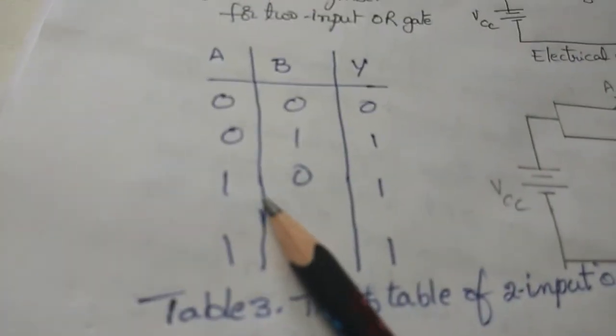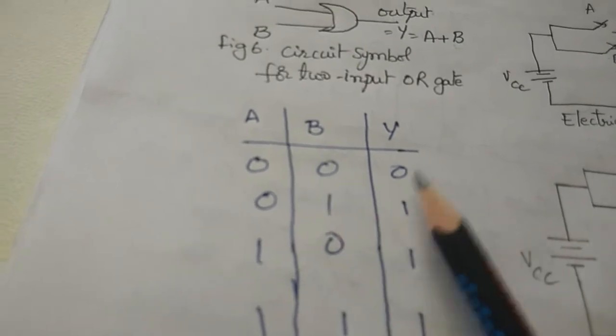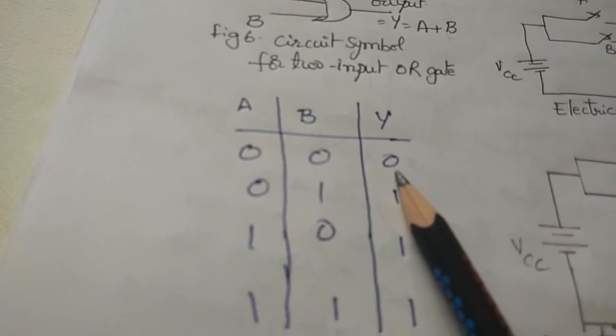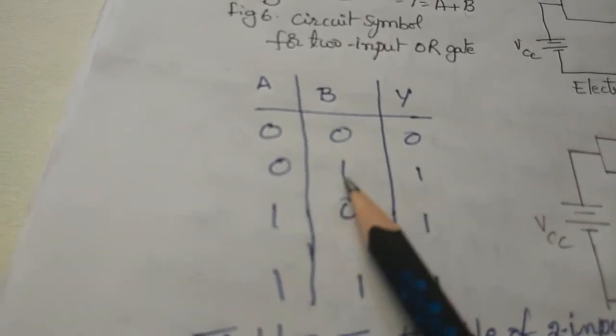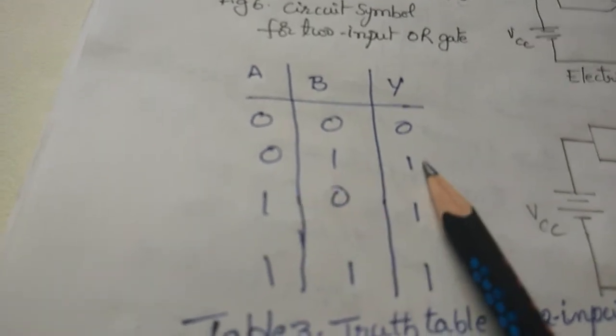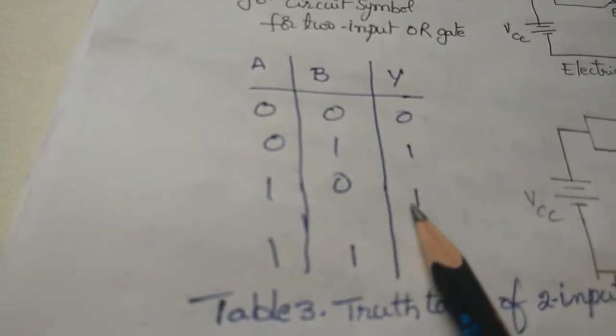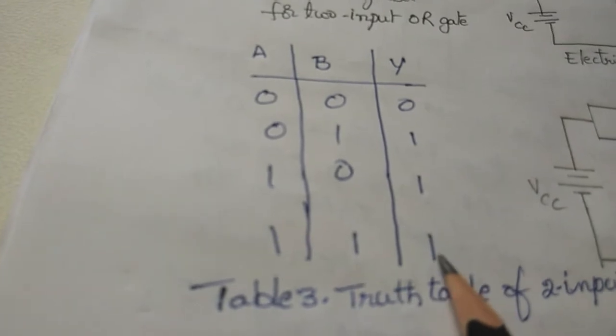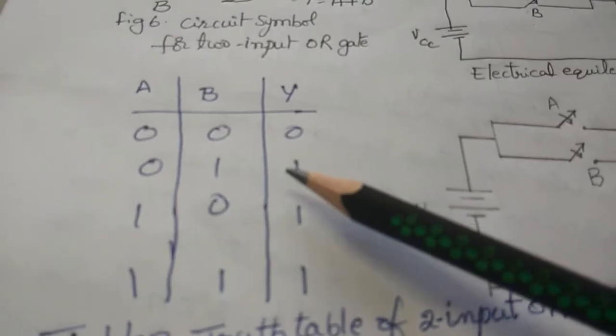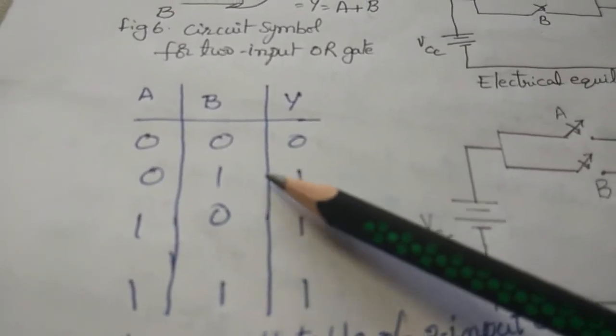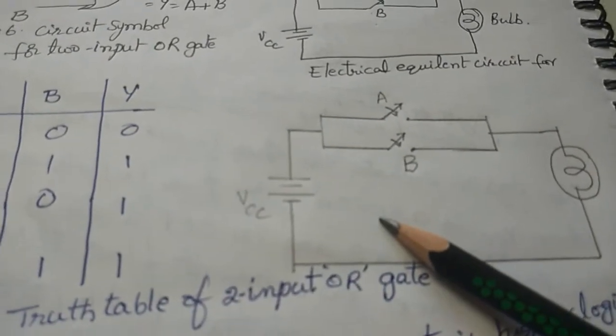And this is the truth table for the OR gate. When inputs are 0 0, the output is 0 plus 0, that is equal to 0. When it is 0 1, 0 plus 1 equals 1, and 1 plus 0 equals 1, and 1 plus 1 equals 1. The operation of the OR gate can be described by using this equivalent switching circuit.